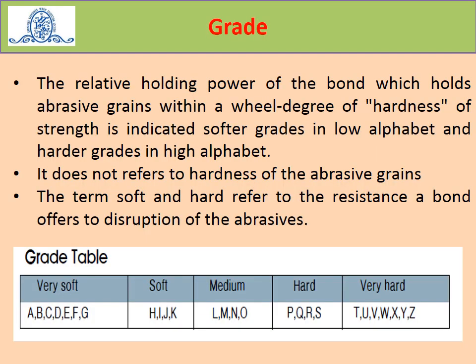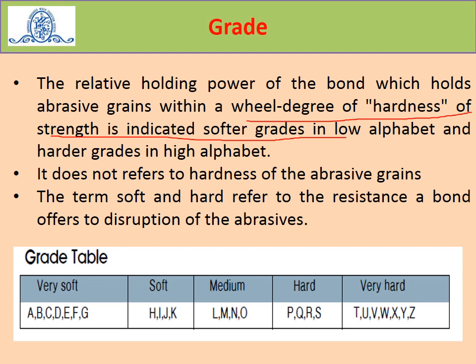Grade, what is the grade? The grade is nothing but the relative holding power of the bond which holds the abrasive grains. The degree of hardness or strength is indicated by softer grades in the low alphabet and harder grades in the high alphabet. It does not refer to the hardness of the abrasive grains. The terms soft and hard refer to the resistance a bond offers to disruption of the abrasive. So it is not the hardness of the abrasive grain, but the holding power of the bond.